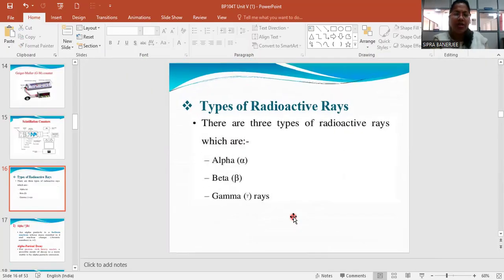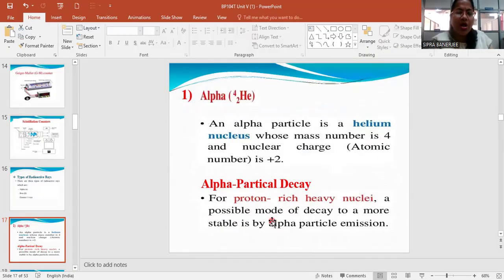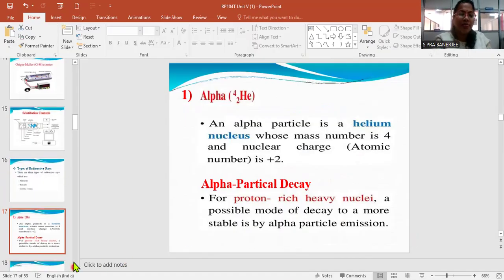Now, types of radioactive rays. We have discussed a very small bit. Now we are discussing alpha, beta, and gamma rays elaborately. Okay. Alpha rays or alpha particles are helium nuclei, whose mass number is 4 and nuclear charge number is 2. Alpha particle decay: for proton-rich heavy nuclei, which have a larger number of protons in their nucleus, a possible mode of decay to a more stable state is by alpha particle emission. So that means heavy nuclei with many protons show a tendency to release alpha particles. Okay.